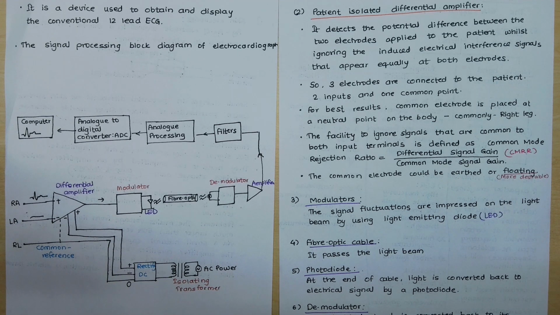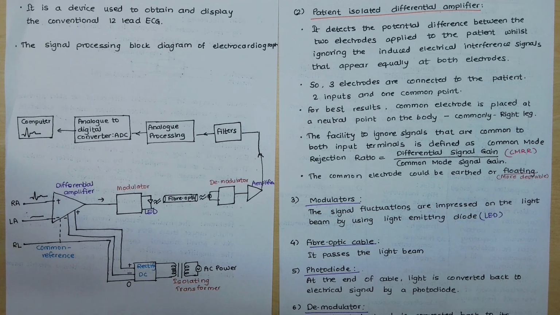The facility to ignore signals that are common to both input terminals is defined as common mode rejection ratio. It is differential signal gain divided by common mode signal gain. The common electrode could be earth and more preferentially floating.